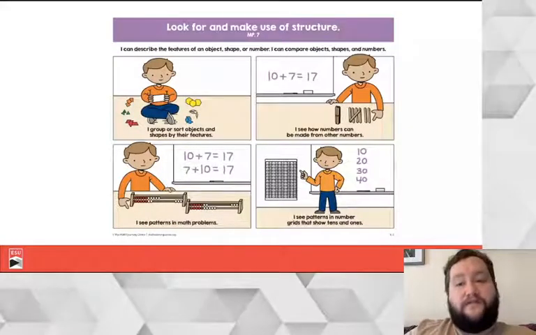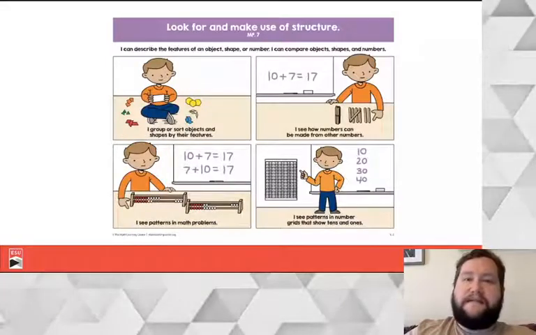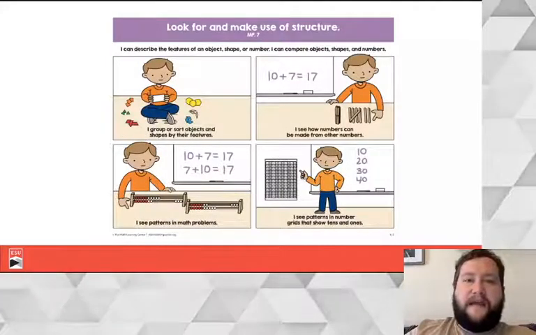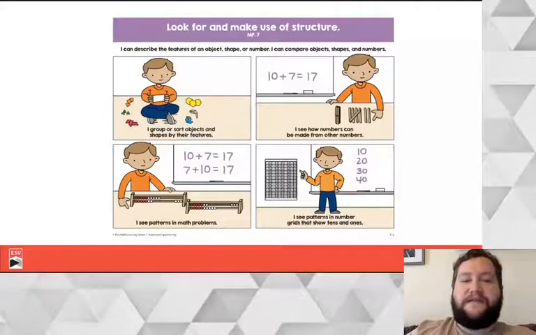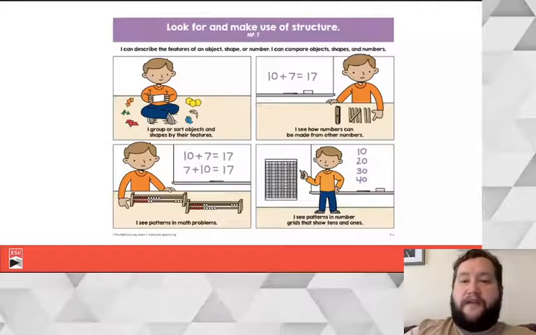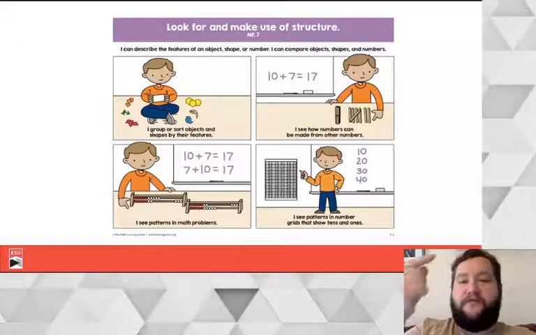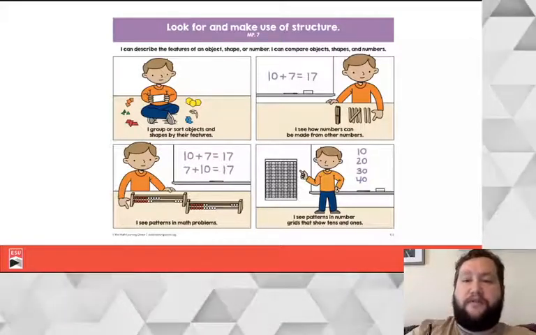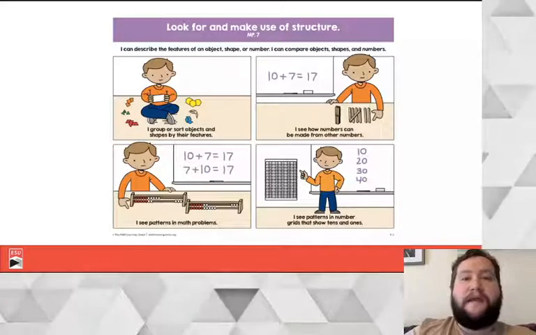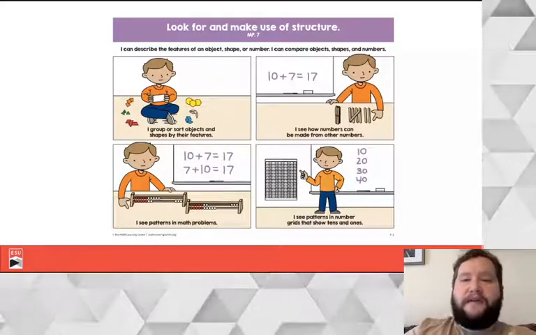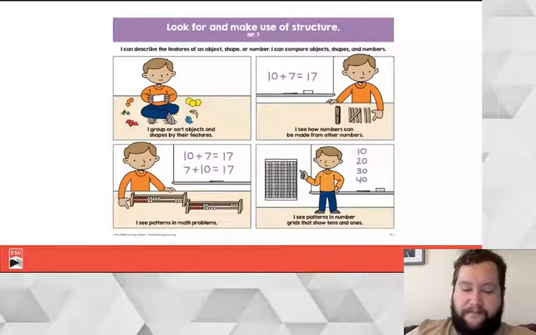Looking for and making use of structure. I think of them, sorry, I tapped too far. This one maybe is the least clear, but maybe it's looking at like 10 plus 7 equals 17 is the same as 7 plus 10. And so seeing patterns that, oh, we can add in either order. Or when we look at a number chart, we're able to see, as I move down the columns in this addition table, it increases by 10. So we have 10, 20, 30, 40, right? And so seeing numbers and shapes and objects and finding patterns and repeated kind of things within them.